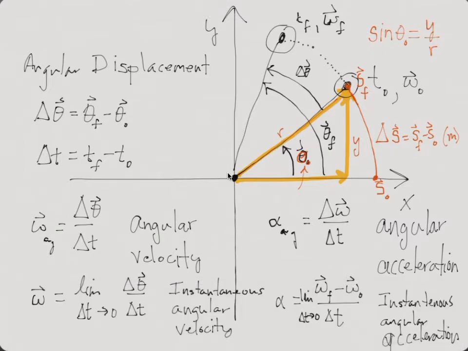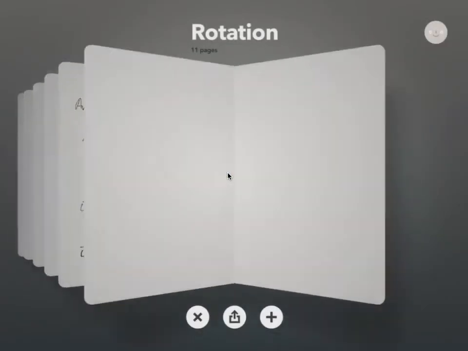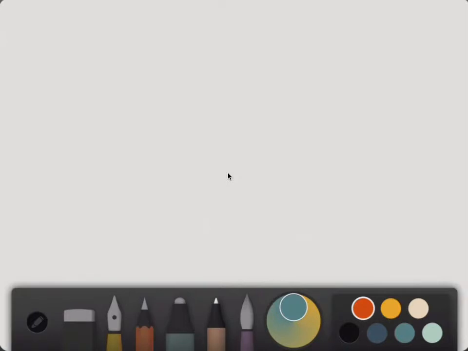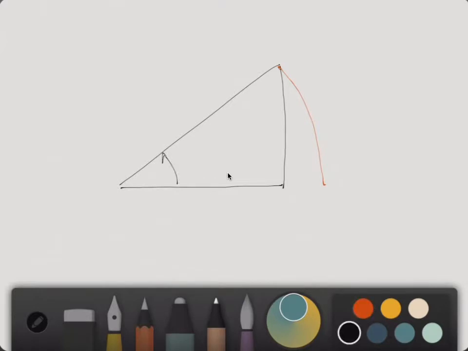Now that we have this information, I'm going to draw this triangle again. So remember, we have our triangle. We have our arc length right here. Okay. And we have our angle, theta. And I'm going to call this delta S. And we have our Y right here. This is a right angle. And this is R. We know that sine of the angle theta is going to equal Y over R.